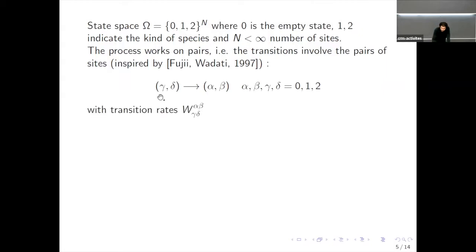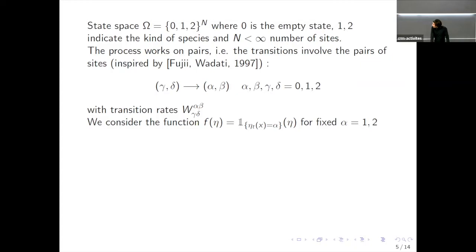So this transition occurs at a rate that we call W, with lowercase gamma delta to indicate the starting configuration, and uppercase alpha beta to indicate the arrival configuration. In order to obtain the result we are looking for, let us consider a function that is the indicator function of the event that, for a fixed species, the configuration at time t and in the coordinate x is exactly alpha, the species we have chosen.